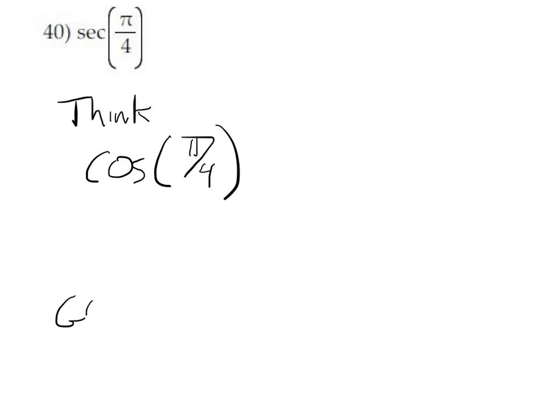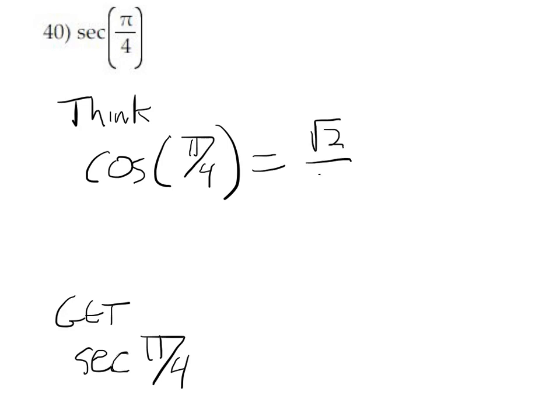Evaluate without the use of a calculator. Secant pi fourths. When you have secant, you want to think cosine, so that you can then get secant. So thinking cosine of pi fourths, the answer is either square root of 2 over 2, or 1 over square root of 2, depending on how you've memorized this. If you think cosine and get cosine, then you can get secant by just 1 over that.